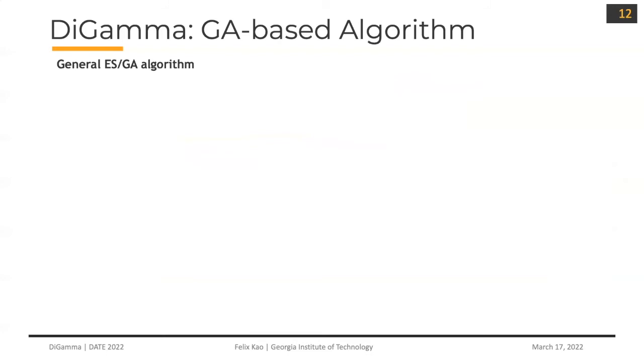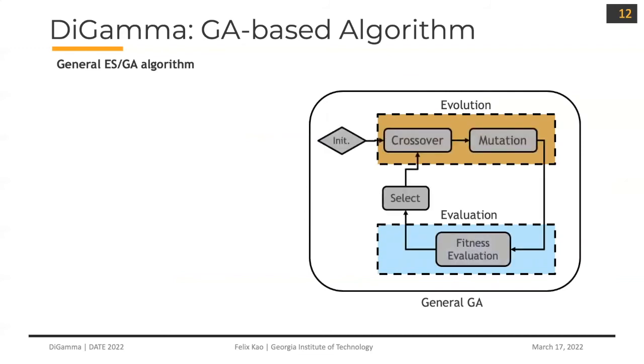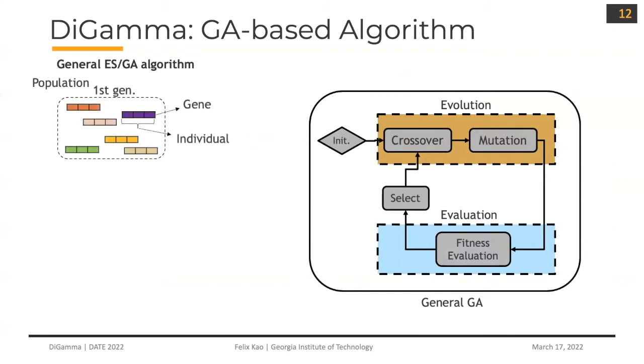DiGamma uses a GA-based algorithm. In a GA-based algorithm, you will have an evolution part and an evaluation part. In each part, you will have some operators, and we'll talk about them later. At the start, you will initialize a population. A population is made of several individuals. Each individual is actually the representation that we have just discussed. The representation is made of several genes.